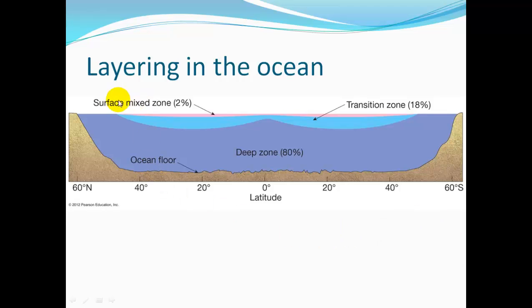So here's a diagram. We have our surface mixing zone, about 2% of the ocean column. And then we have our transition zone, which is another 18%. And 80% of the water is in the deep zone.